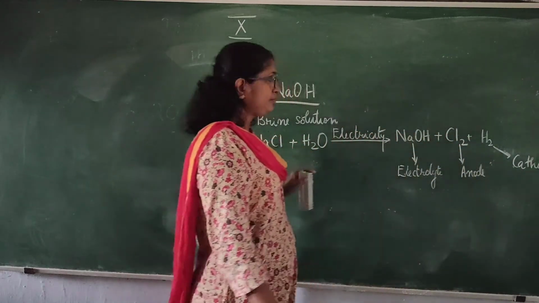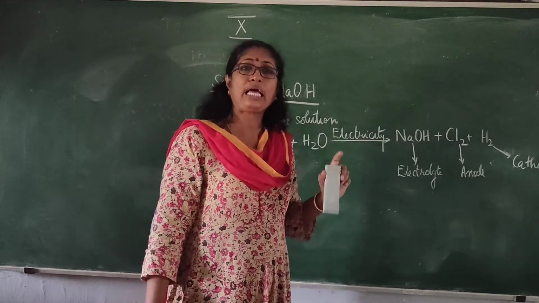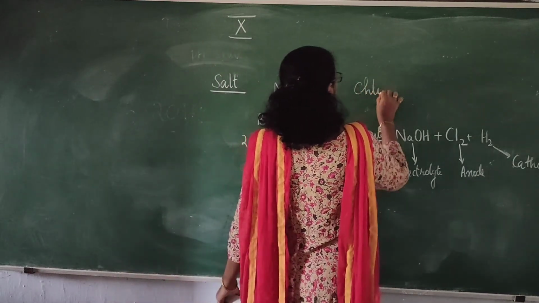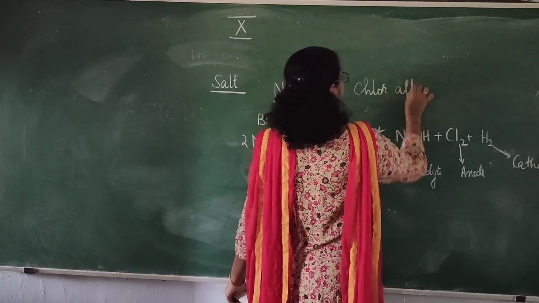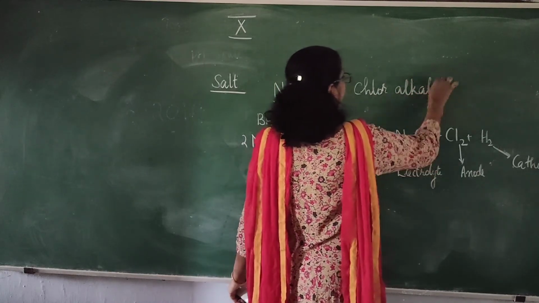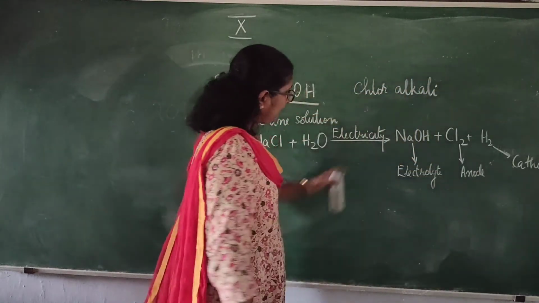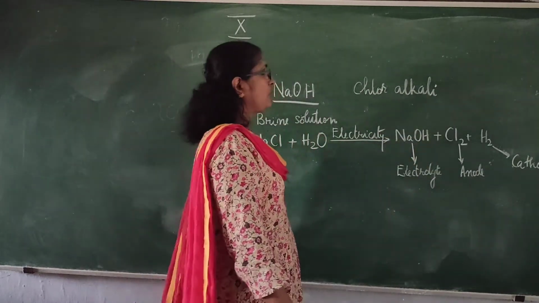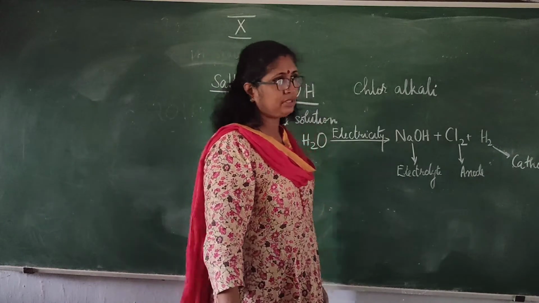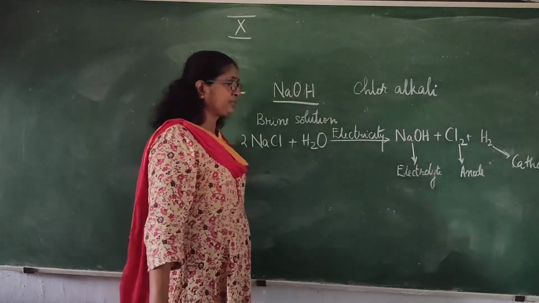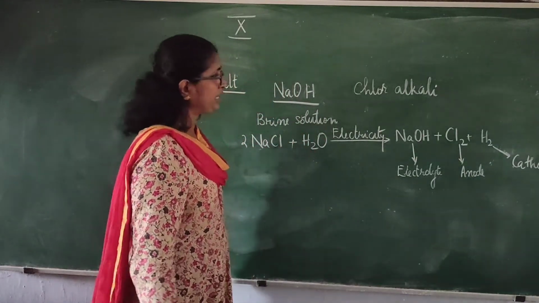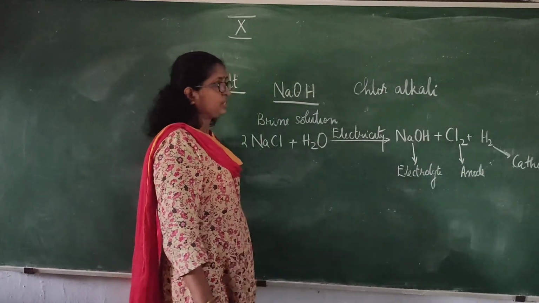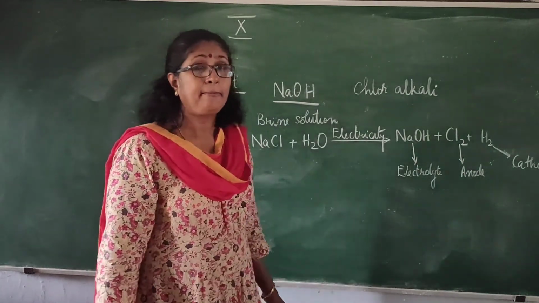Now, this process is called the chlor-alkali process. What is this chlor-alkali process? Since chlorine and alkali both are formed in the reaction, it is called the chlor-alkali process. So, using the chlor-alkali process, you can manufacture sodium hydroxide. The electrolyte is taken out and crystallized, and you will get sodium hydroxide pellets.